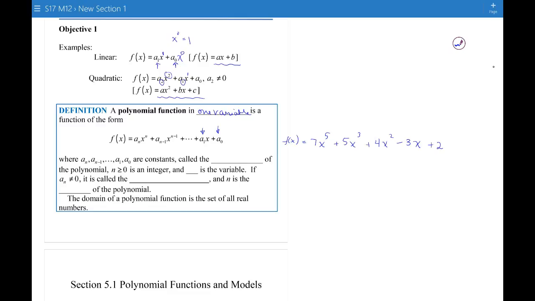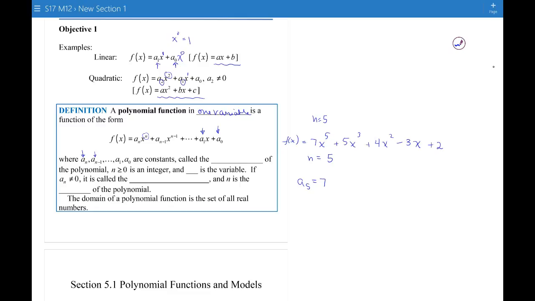So for this example, n is 5, because the highest exponent I'm seeing is a 5. Then a sub 5 is the number 7. So the a sub n and then a sub n minus 1. So this is n equals 5. The highest exponent I'm seeing is a 5. So then the fourth coefficient will be a 0. Third coefficient's a 5, and so on.